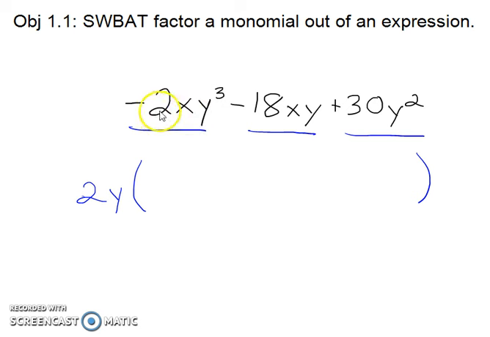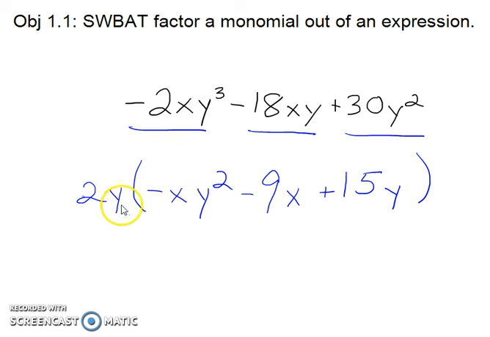So we'll do that. We'll put in our parentheses. Negative 2xy cubed, if we divide out a single 2 and a single y, leaves us with negative xy squared. Negative 18xy, if we divide out a 2 and we divide out a y, leaves us with negative 9x. And then 30y squared, if we divide out a 2 and we divide out a y, leaves us with plus 15y. You could have decided to divide out a negative as well, and then all these would have changed signs. And that's optional. There's no consensus about whether it's better to take out a negative or not in a case like this. So that is it. Our objective was factoring a monomial out of an expression.